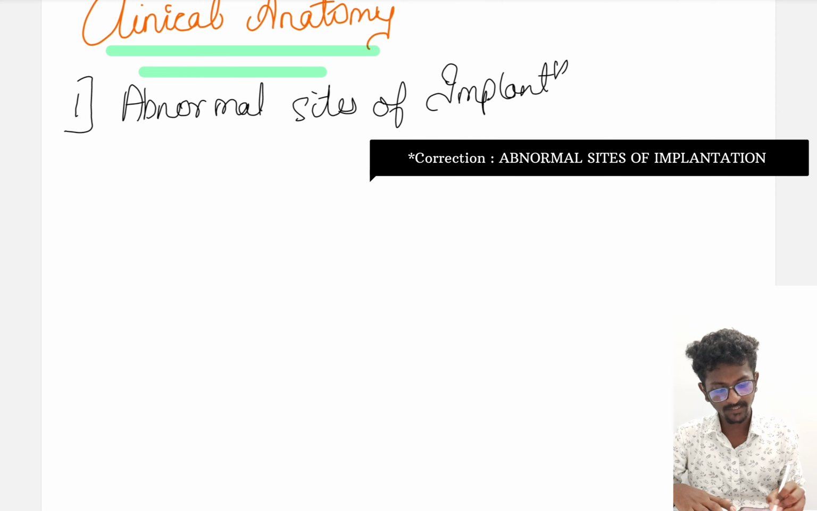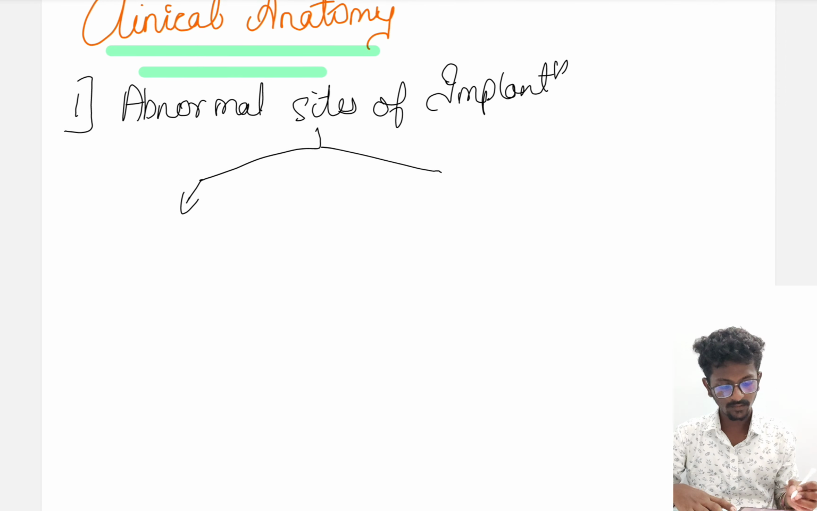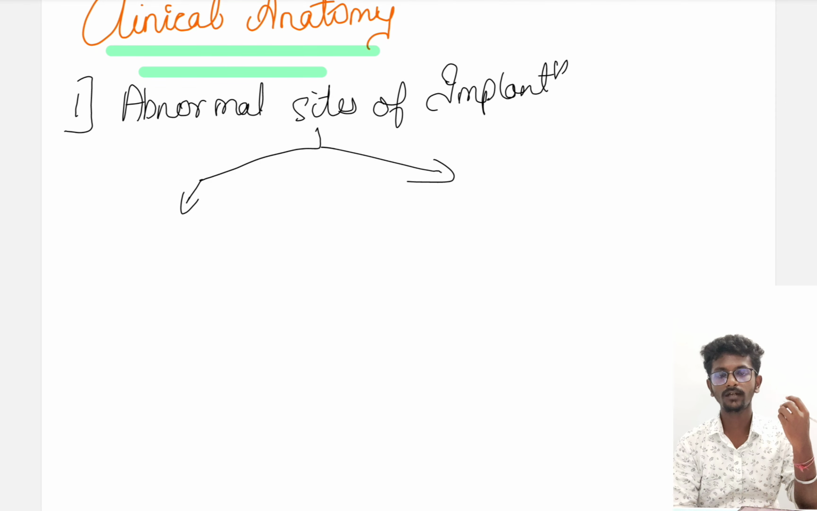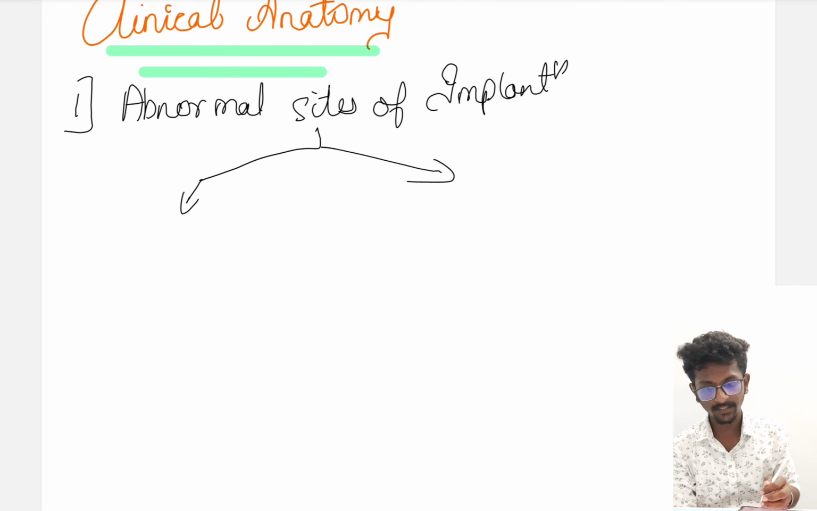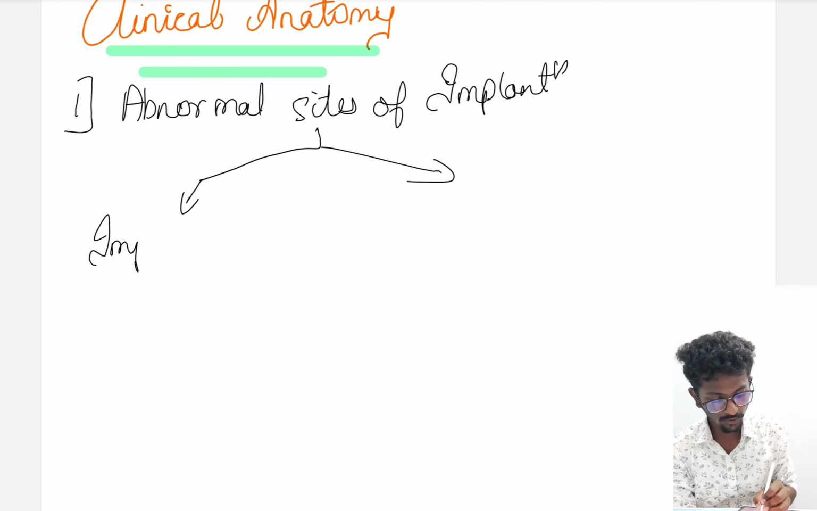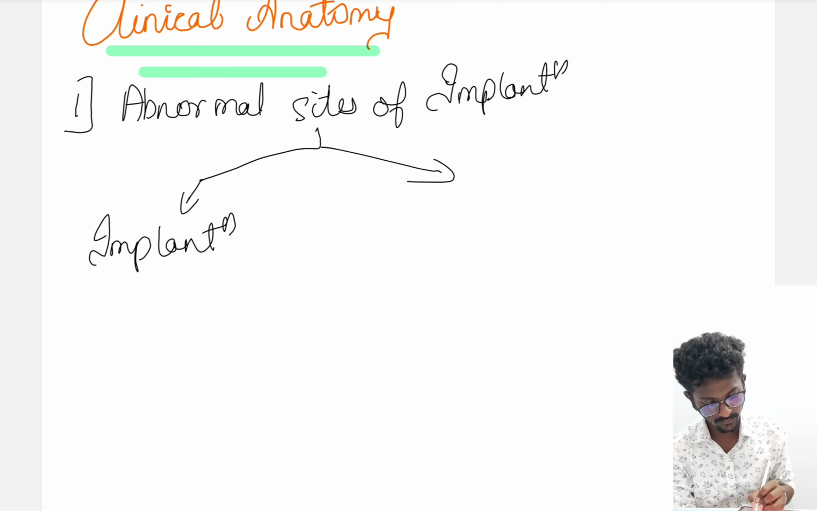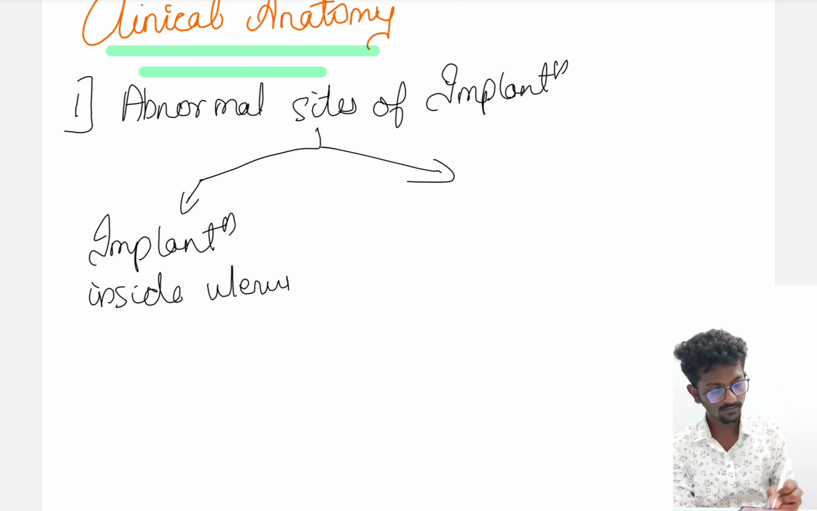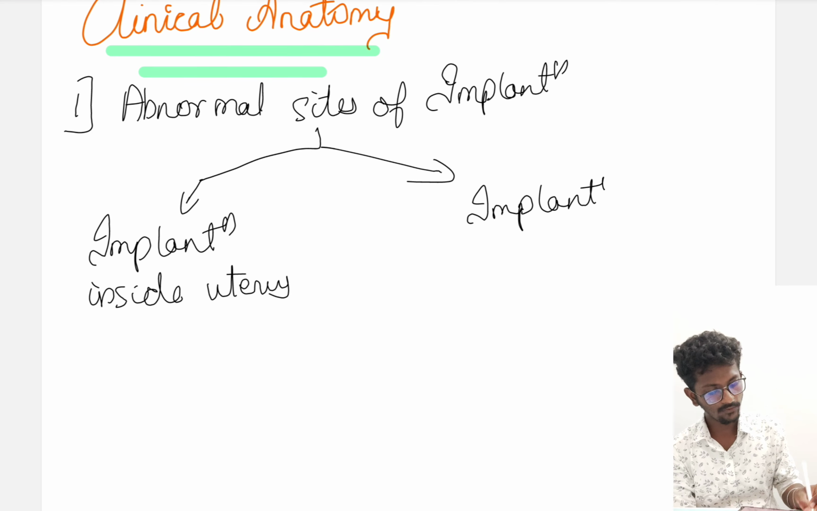So in the abnormal sites there are two things again. If the blastocyst gets implanted inside the uterus, that is abnormal implantation inside the uterus, and abnormal implantation outside the uterus.